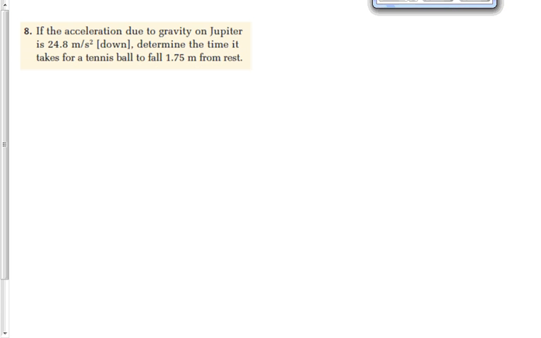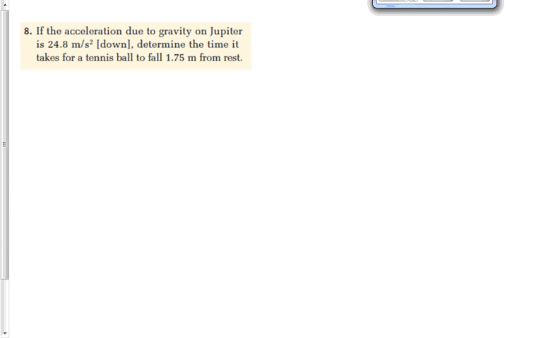If the acceleration due to gravity on Jupiter is 24.8, that's 2.5 times what it is. Imagine trying to walk around on Jupiter. If you weigh, let's say, 150 pounds on Earth, you would feel like you weigh about 375 pounds on Jupiter. That would be difficult to walk around.